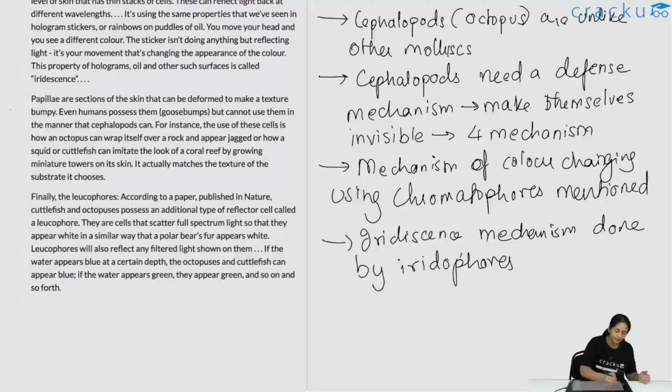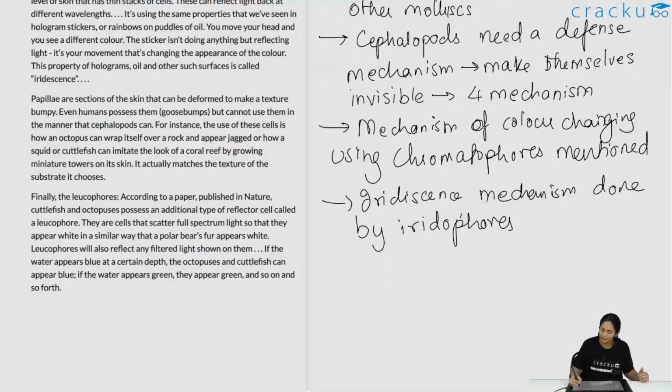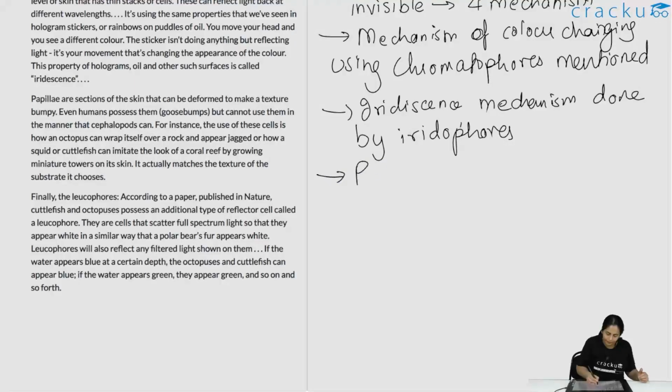Now let us take a look at the next paragraph. Papillae are sections of the skin that can be deformed to make a texture bumpy. Even humans possess them, goosebumps, but cannot use them in the manner that cephalopods can. For instance, the use of these cells is how an octopus can wrap itself over a rock and appear jagged, or how a squid or a cuttlefish can imitate the look of a coral reef by growing miniature towers on its skin. It actually matches the texture of the substrate it chooses. So this is the third masking mechanism, which is papillae.